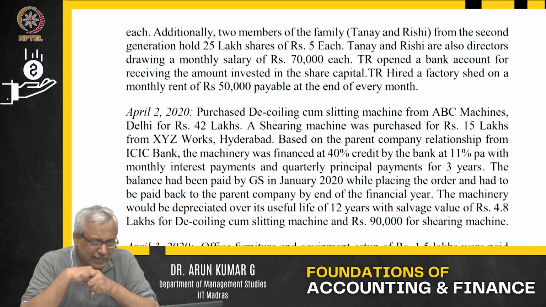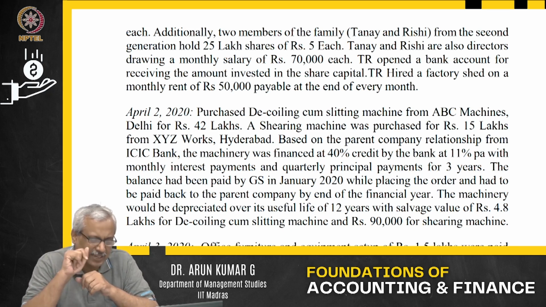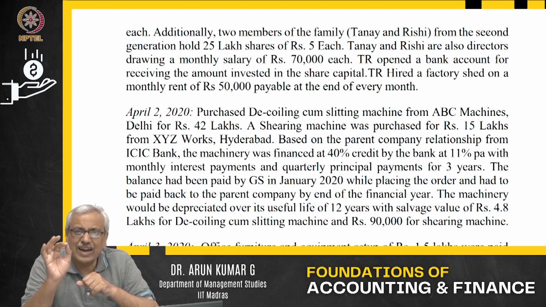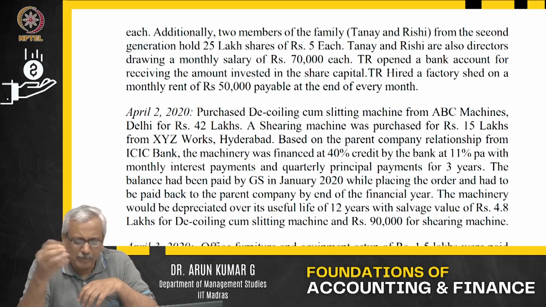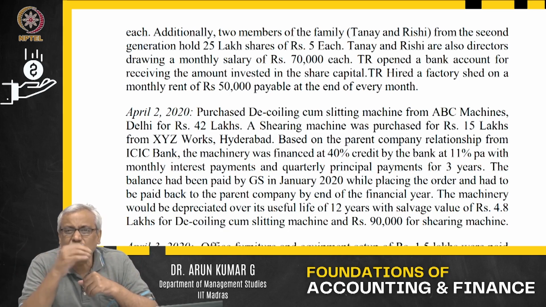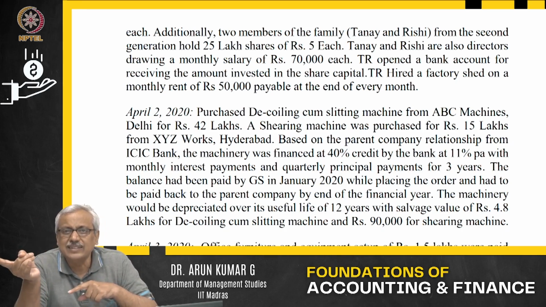Based on the parent company relationship from ICICI Bank, the machinery was financed at 40% credit by the bank at 11% per annum with monthly interest payments and quarterly principal payments for 3 years. First, let us say 40% of the value of the machine was financed by bank. Now that means what? You have taken a loan from the bank. There is a borrowing from the bank, 11% interest there. So you have borrowed money from the bank. How much? 40% of the value of the machine. So when you have borrowed money, what is it? Liability. There is a liability.